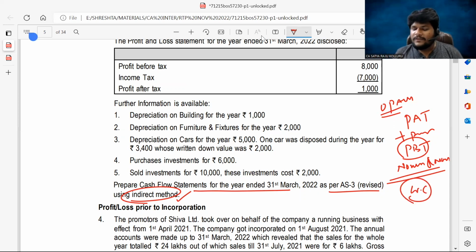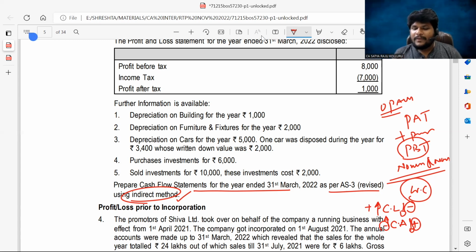Then you need to adjust the working capital items like current assets and current liabilities. Sir, if there is any decrease in the current liabilities, it is a cash outflow. If there is any increase in the current liabilities, it is a cash inflow. If it is related to current assets, any increase in the current assets is a cash outflow. If there is any decrease in the current assets, then you can treat it as a cash inflow. Like this, you need to conclude.